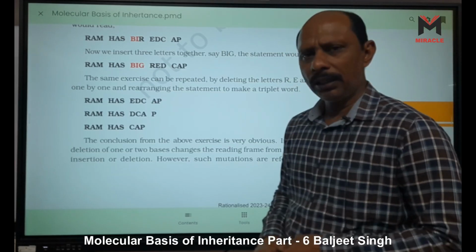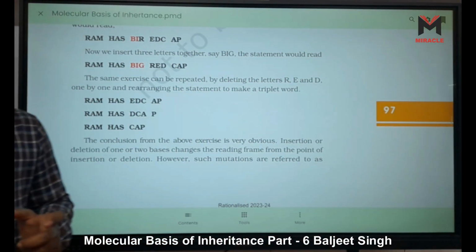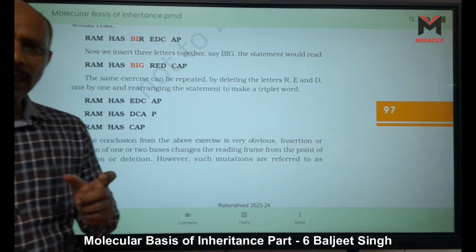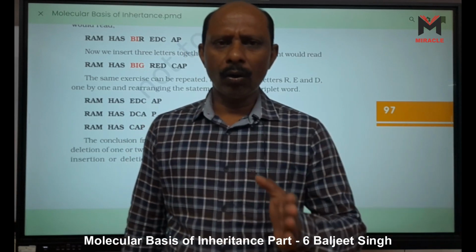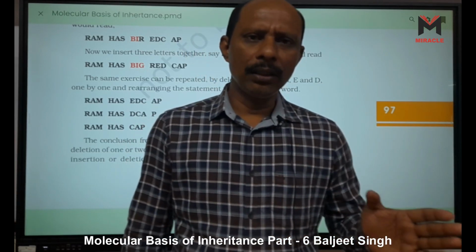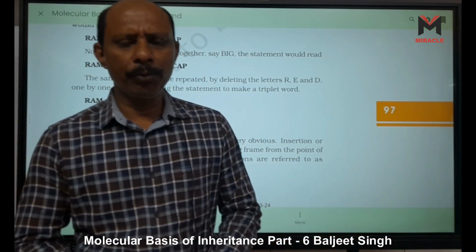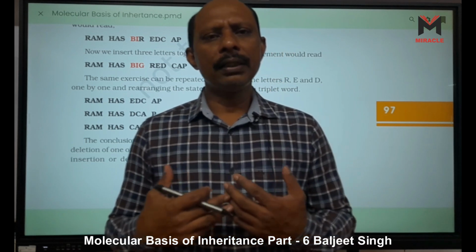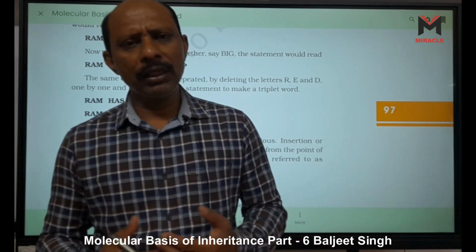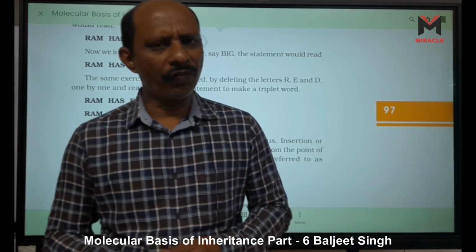Do you understand? If we add or delete 1 or 2 nitrogen bases or nucleotides, then the total frame is shifted. That means all the amino acids are altered due to the alteration of all the genetic codes. This one is called frame shift mutation. And if we add 3 or delete 3, or a multiple of 3, then it is called point mutation.